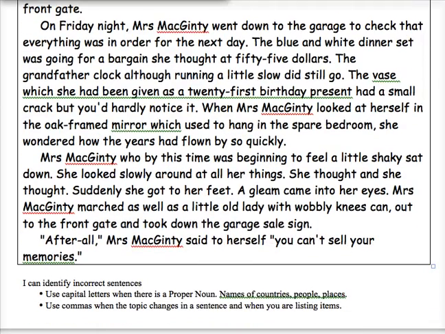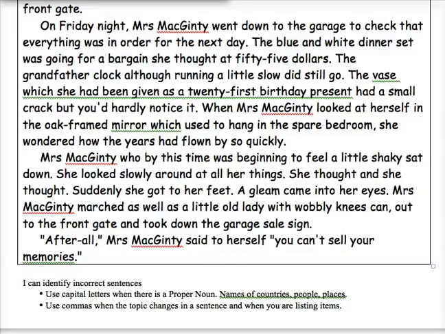Scroll down a bit further. On Friday night, Mrs. McGinty went down to the garage to check that everything was in order for the next day. The blue and white dinner set was going for a bargain, she thought, at $35. Now if we look at the sentence closely, the blue and white dinner set was going for a bargain, for a bargain she thought at $35. No need for that one because it's all about the same piece of information.